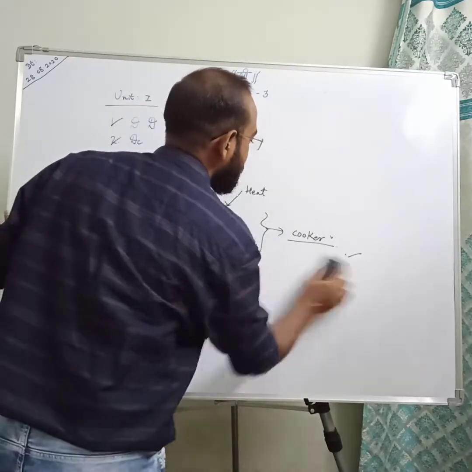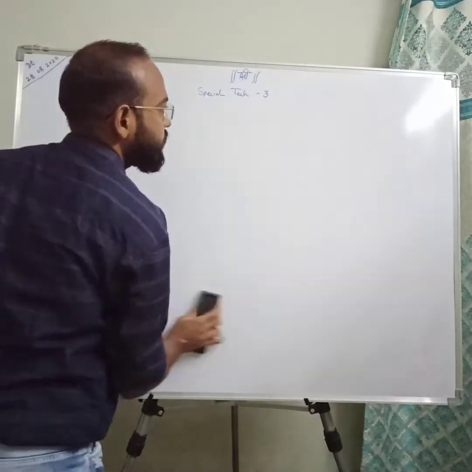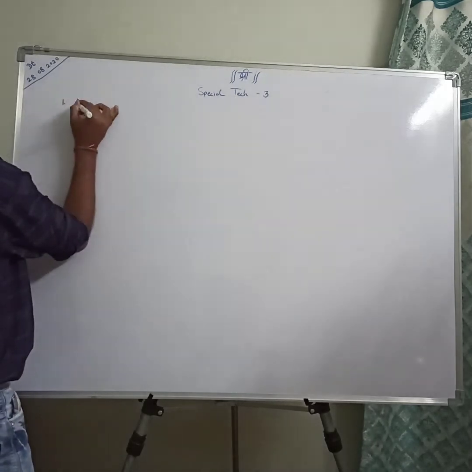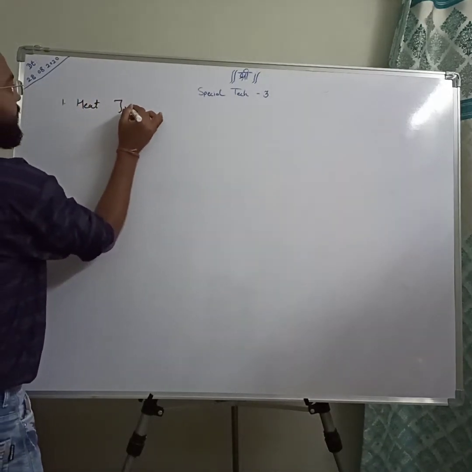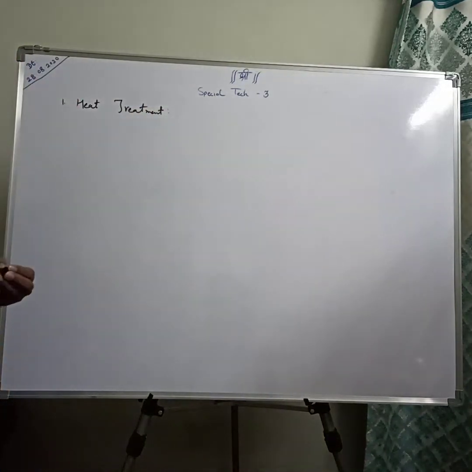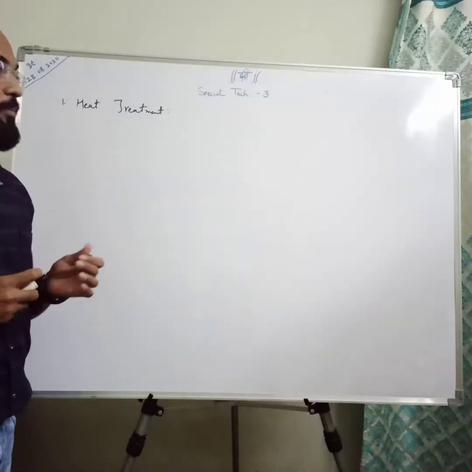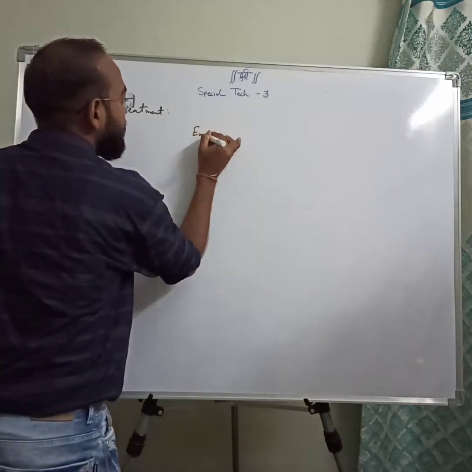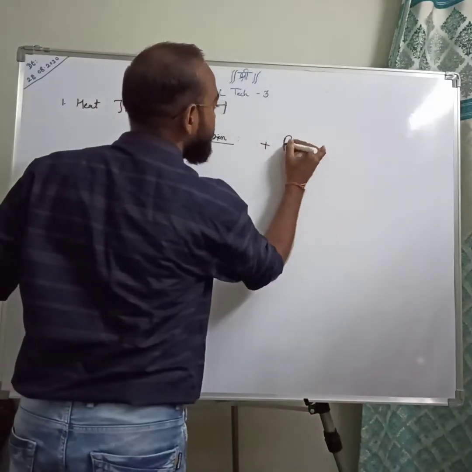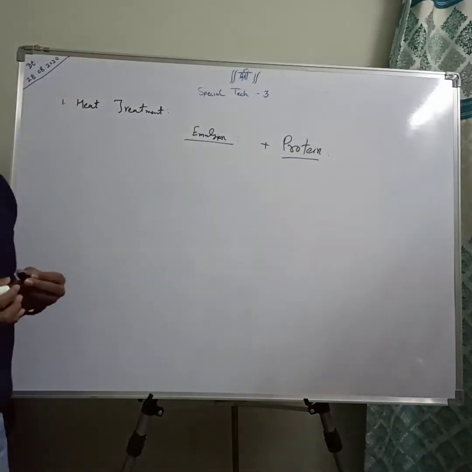Now, let's move on to heat treatment. Heat treatment of oilseeds. In heat treatment of oilseeds, basically we are focused on our oil. Oil is present in the oilseeds in the form of emulsion. Not in the pure form. Emulsion with protein. Oilseed also contains an abundant amount of protein in it.